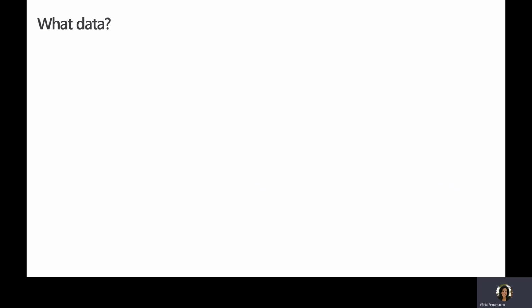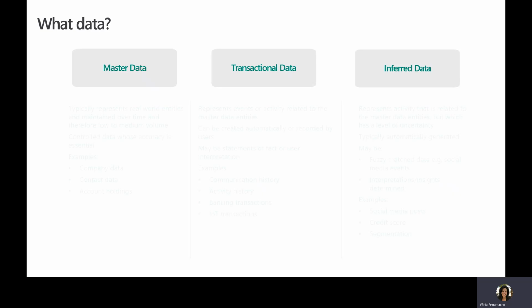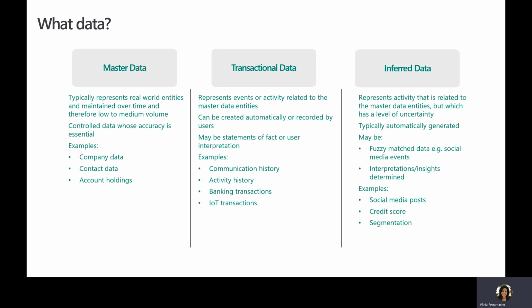So what data do we have? We need to break down our data. We have these three categories: master data, transactional data, and inferred data. So what type of data do we have in the system? Which one do we see or work with on a daily basis?